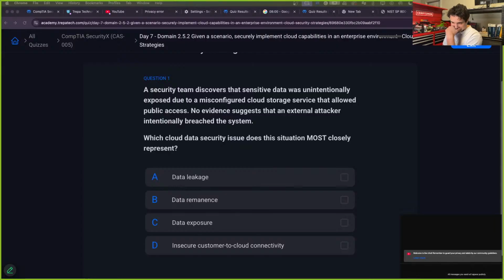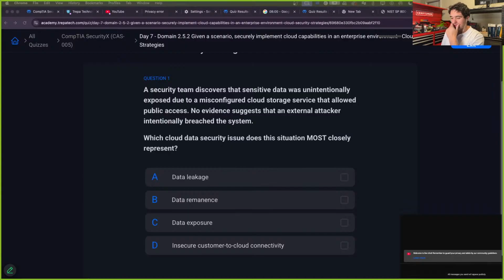Okay. Question 1. A security team discovered that sensitive data was unintentionally exposed due to a misconfigured cloud storage service that allowed public access. No evidence suggests that an external attacker intentionally breached the system. Which cloud data security issue does this situation most closely represent?